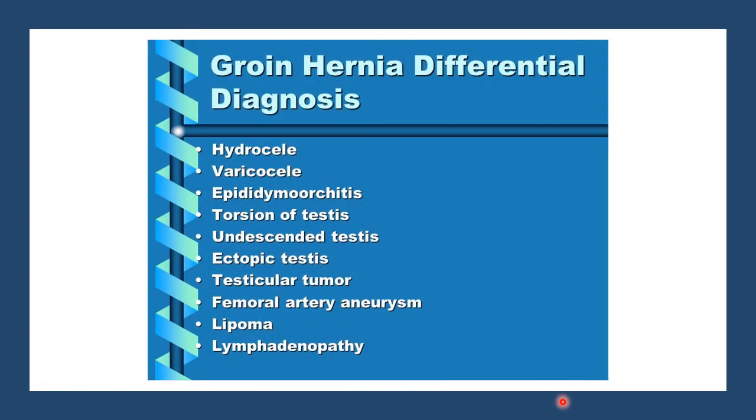These are the differential diagnoses for patients with groin swellings. The most common is inguinal hernia. The others include varicocele, hydrocele, epididymo-orchitis, torsion of the testes, undescended testes, ectopic testes, testicular tumor, femoral artery aneurysm, lipoma, and lymphadenopathy.